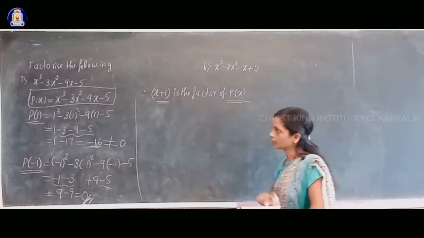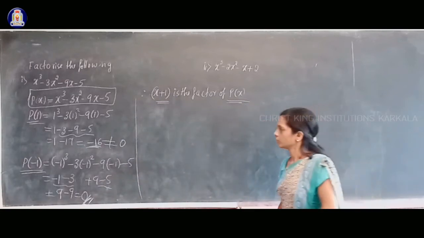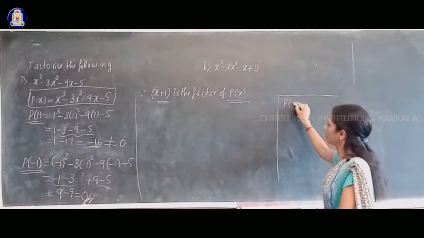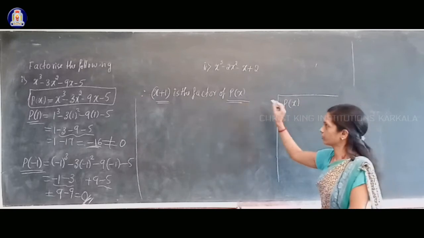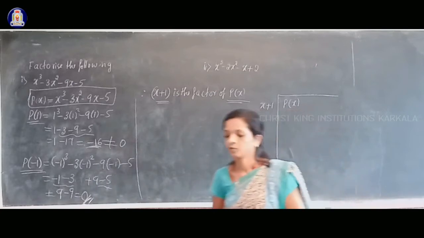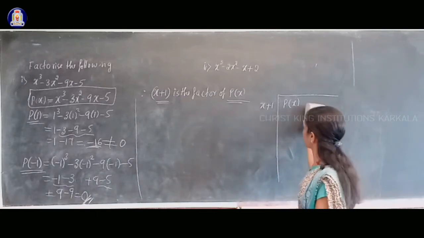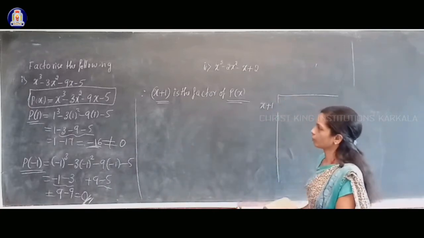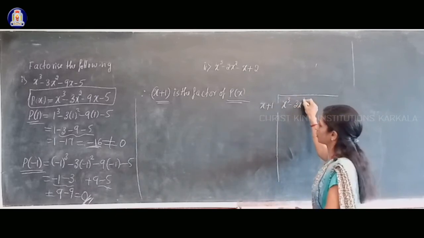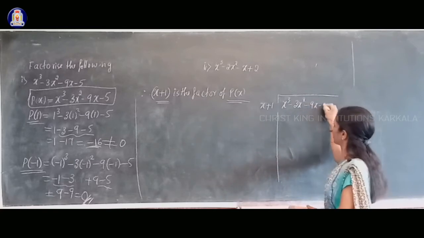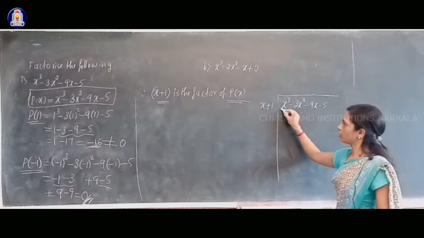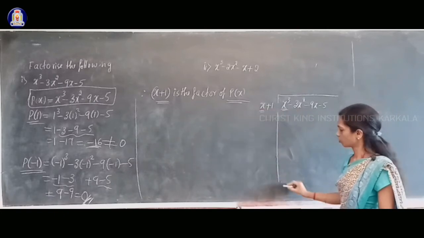After finding one factor like this, what you have to do is divide that P of x by x plus 1, that factor. P of x you have to write inside, and the factor you got you have to write outside. What is P of x? P of x is x cube, then minus 3x square, then minus 9x, then minus 5. And you know how to divide polynomials. First term inside you have to divide by the first term outside.